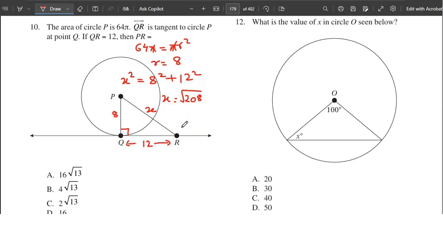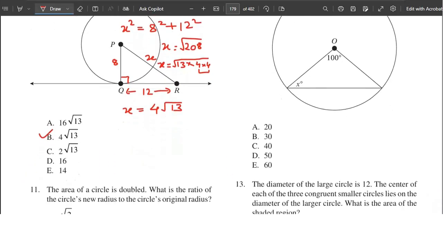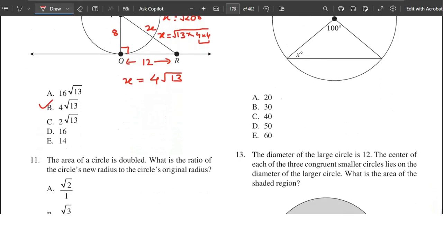Now we'll find the factors of 208. All the options are under root 13, so we'll divide it by 13. That will give us x is equal to 13 multiplied by 16. That is basically 4 into 4. We can take this pair of 4 outside the under root. So x is coming as 4 under root 13. Option B is correct.